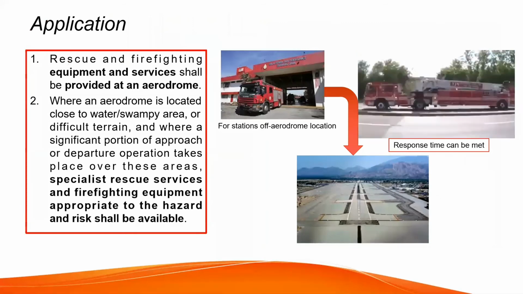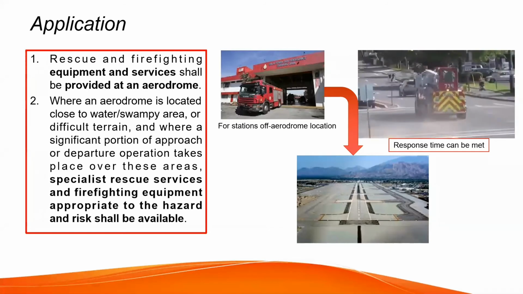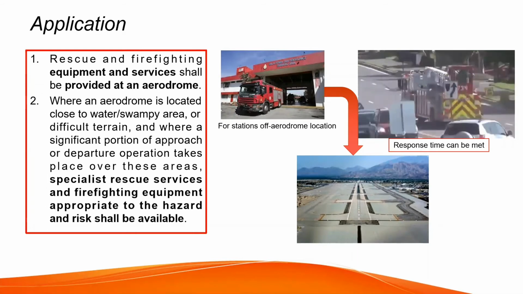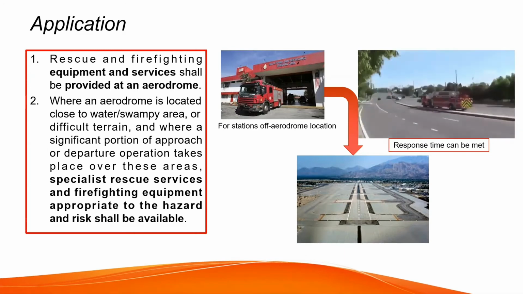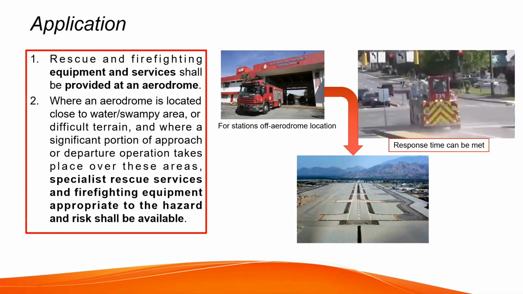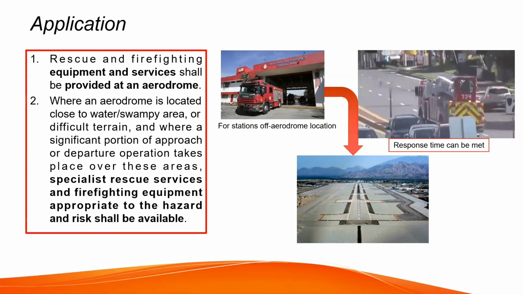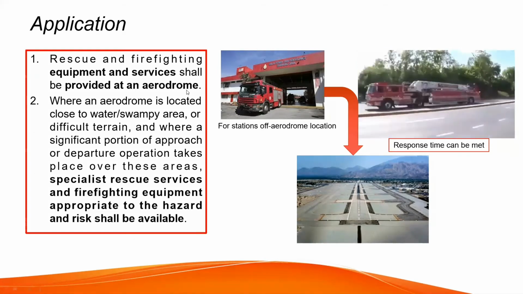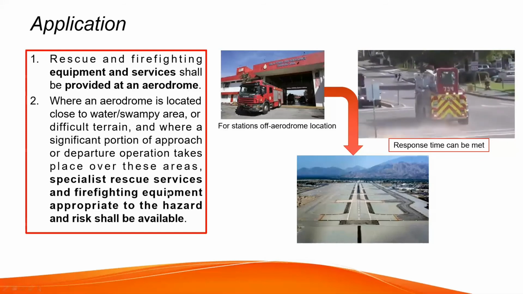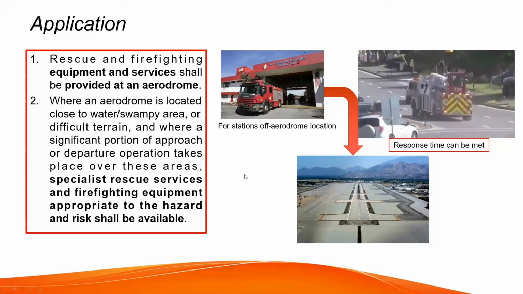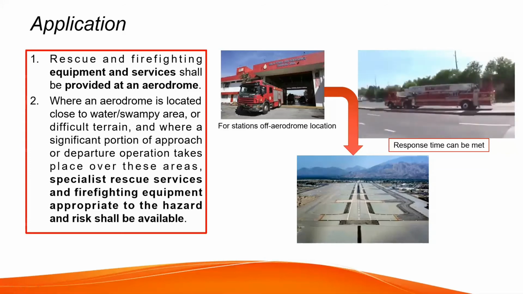So the next part is the application, and this is a mandatory practice. Rescue and firefighting equipment and services shall be provided at the aerodrome. Now there is an exception in the notes that a fire station can be off the aerodrome, with the exception that they can respond in time. Where an aerodrome is located close to water and swampy areas or difficult terrains, specialist rescue services and firefighting equipment appropriate to hazard risk shall be available. Again, this is just as mentioned before. It can be provided by another organization.